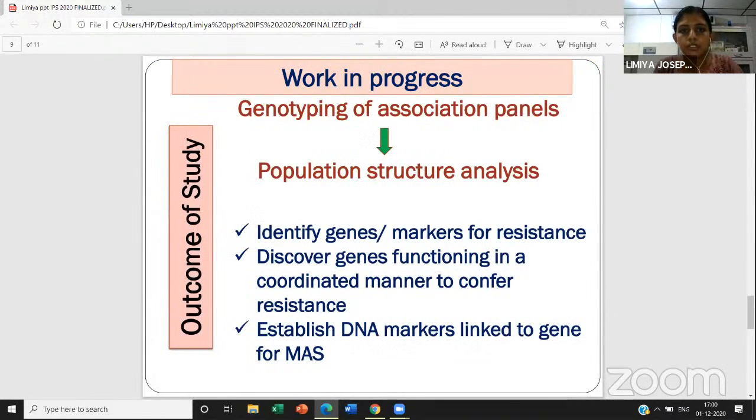From this work, from both linkage mapping and association mapping, we hope to identify all the QTLs linked with disease resistance in Hevea, so that we can use those markers or QTLs for molecular screening of rubber clones prior to their release for cultivation.